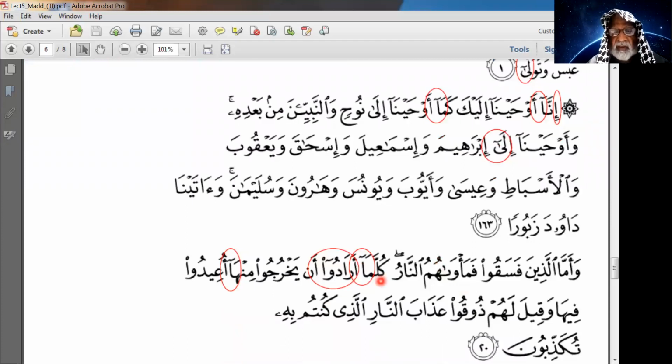Looking over here, we actually have two words, and let's address both. This one first because we're talking about the oo sound. So there is oo over here: dhamma and dal followed by wow. Then we have hamza, and in between we have mad. So it is aradu an yakhruju. Aradu.